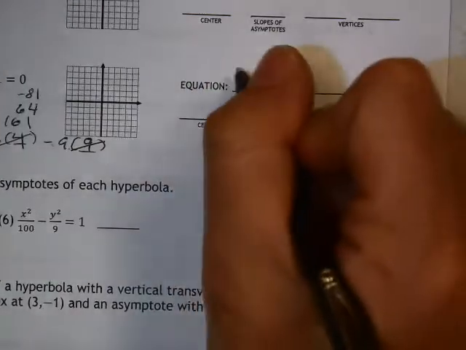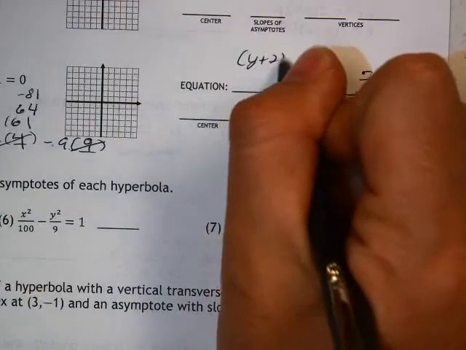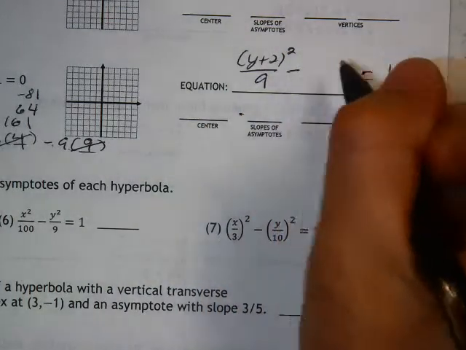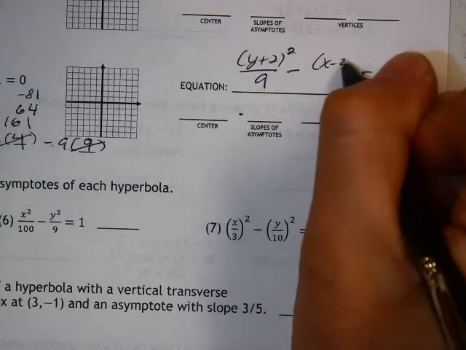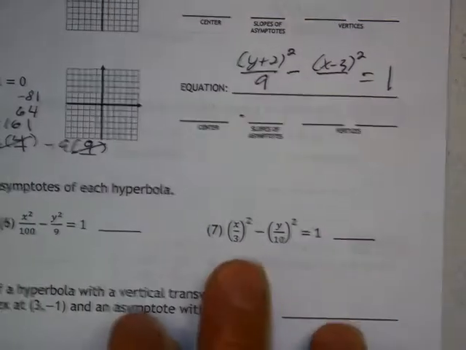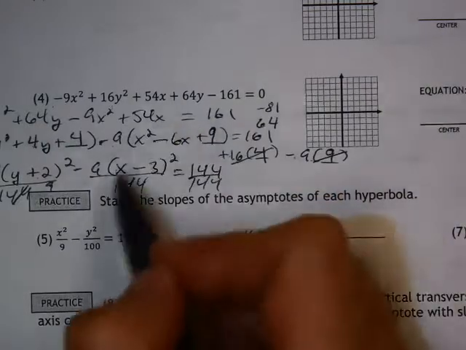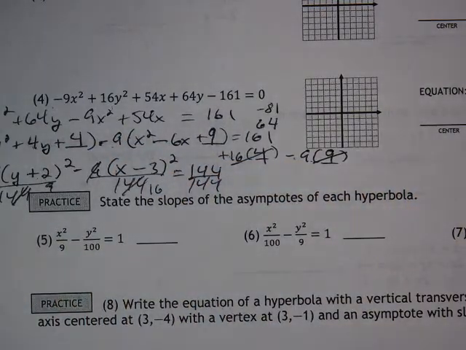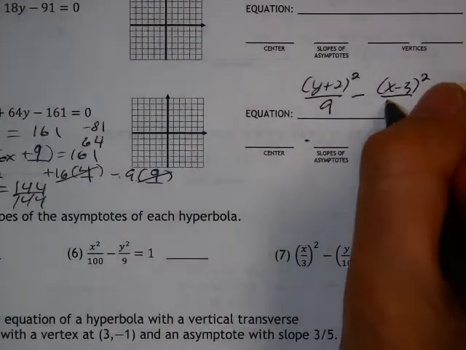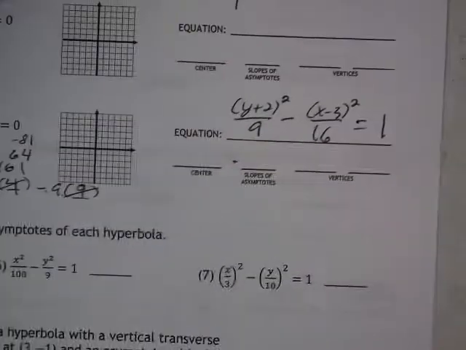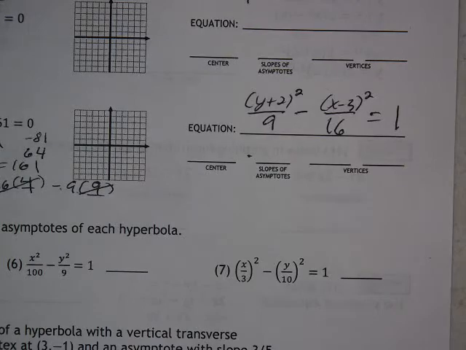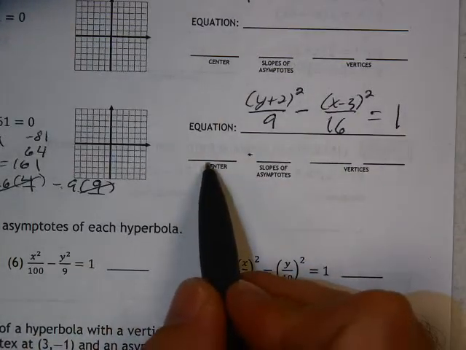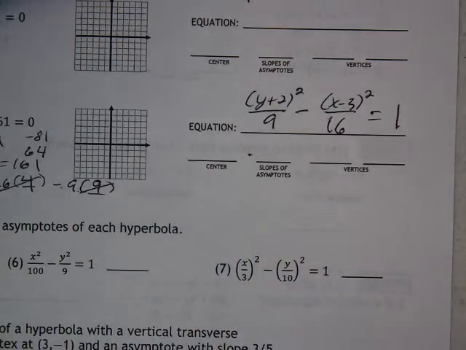So in the equation, it's going to have y plus 2 squared over 9 minus x minus 3 squared. And then on this side, 9 into 144 goes 16 times. So this is now over 16. Now I've got it in graphing form, which is excellent. That's exactly what I want. Now I'm ready to get the center and graph it and get all the important information.